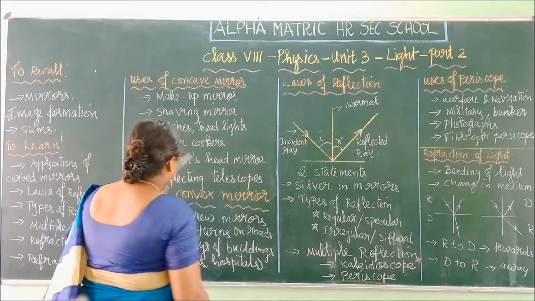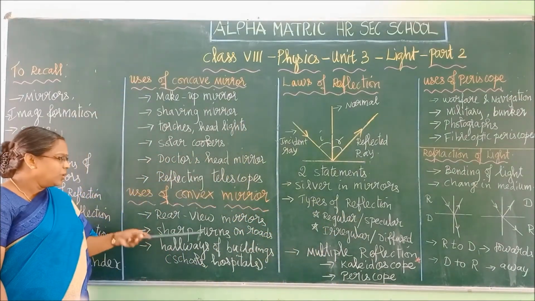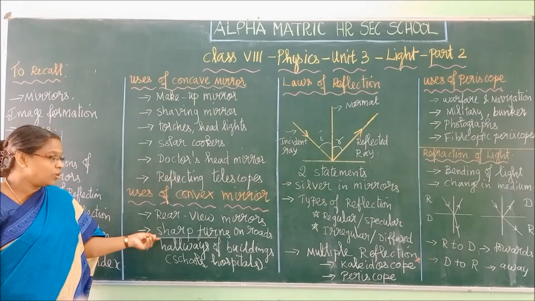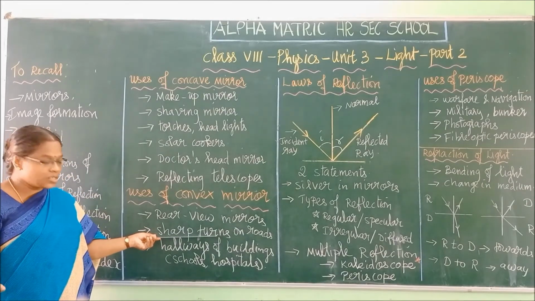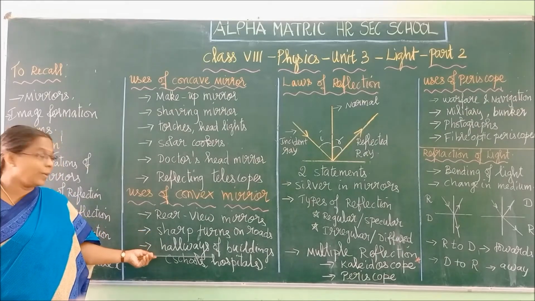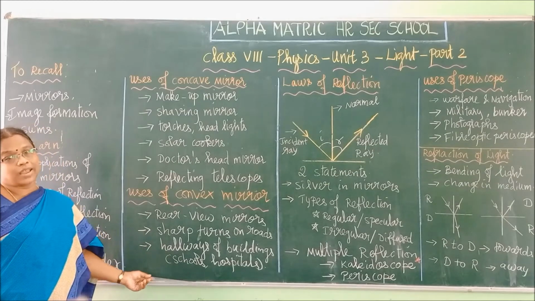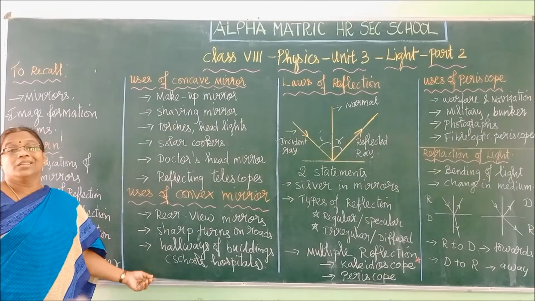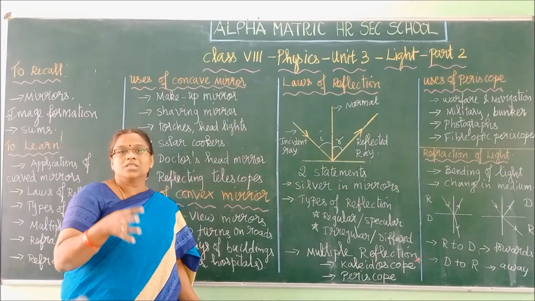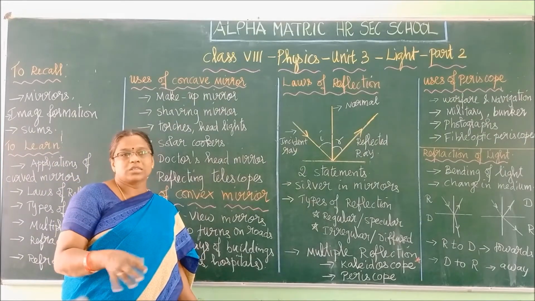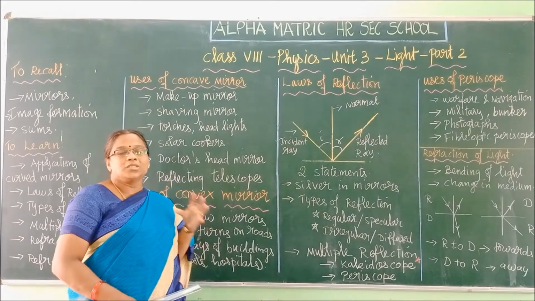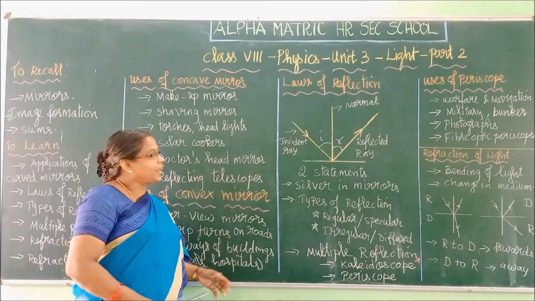So these are the uses of convex mirrors. They are used as rear view mirrors, and on roads to alert vehicles when they are taking sharper turns. They are also used in the hallways of buildings like schools and hospitals, because there we have to be very alert, right? For approaching vehicles near a school, so many children will be crossing, and in a hospital, so many patients will be there. That's why it is highly used in those areas, right?